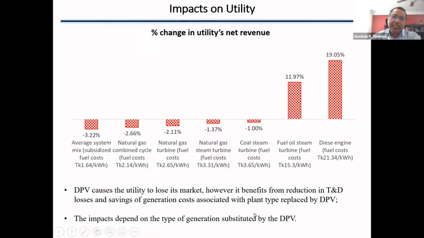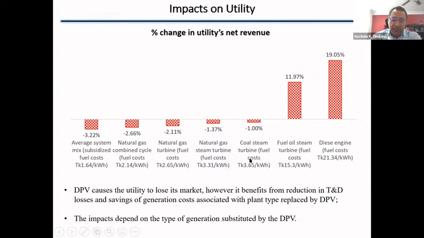So what happens to the utility? The main concern right now for the utility is that they are a bit reluctant to have a DPP because they think they will lose revenue. We tried to test whether that is the case. Their concern is valid as long as the DPP replaces the average electricity. The fuel cost of the average electricity supply is 1.64 local currency per kilowatt hour. That happens when it replaces natural gas combined cycle, natural gas turbine, natural gas steam turbine, and coal steam turbine.